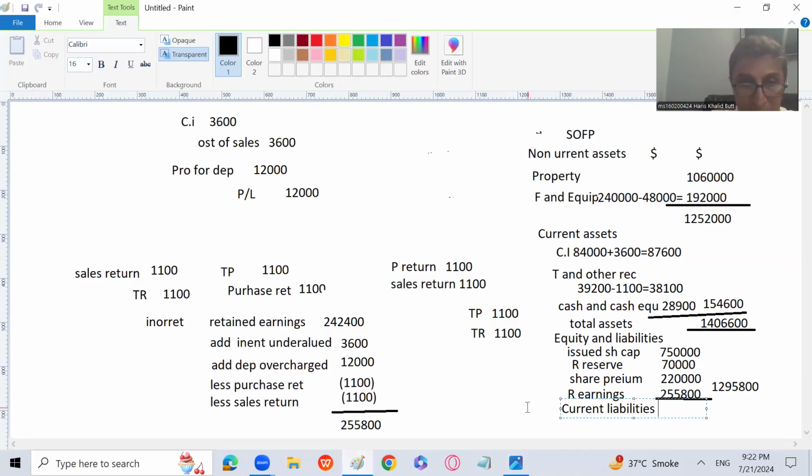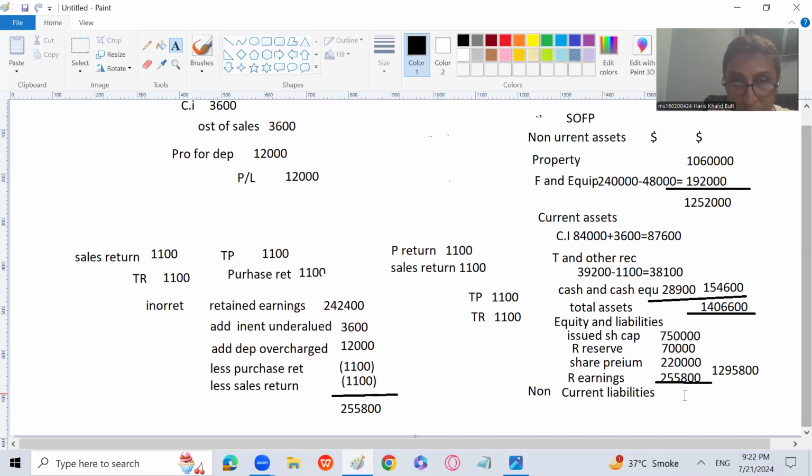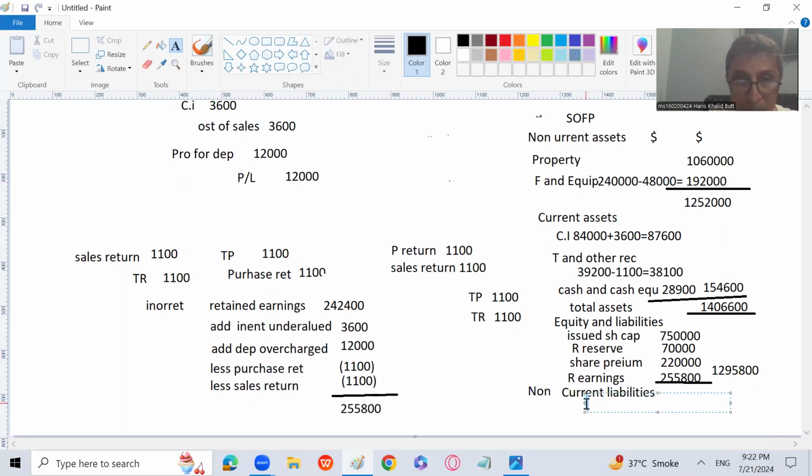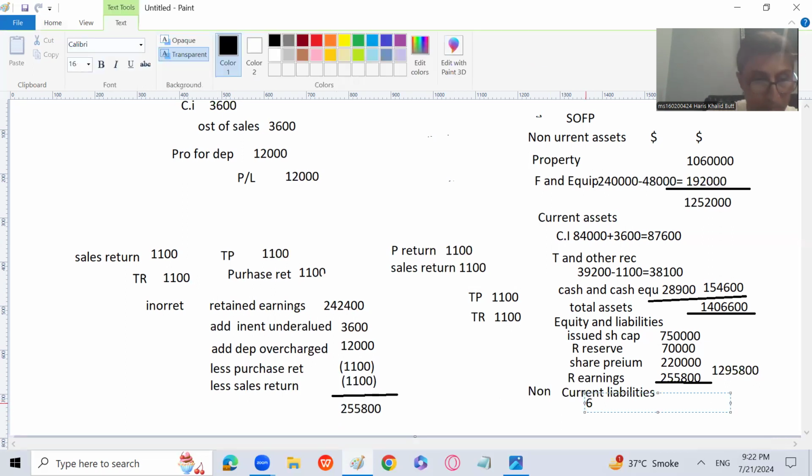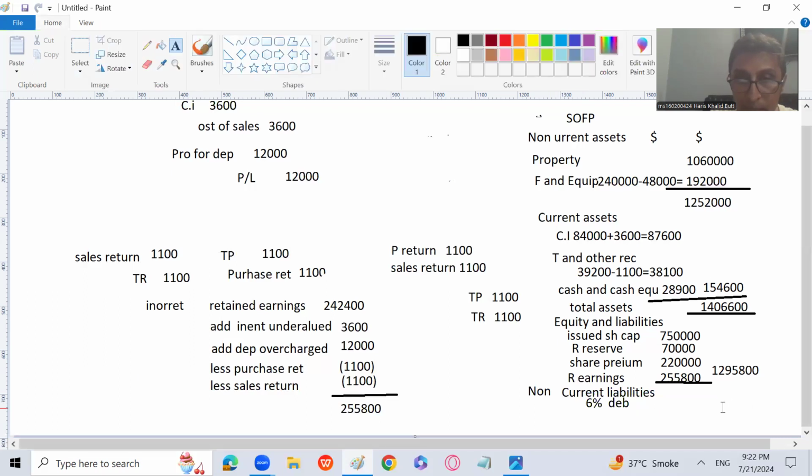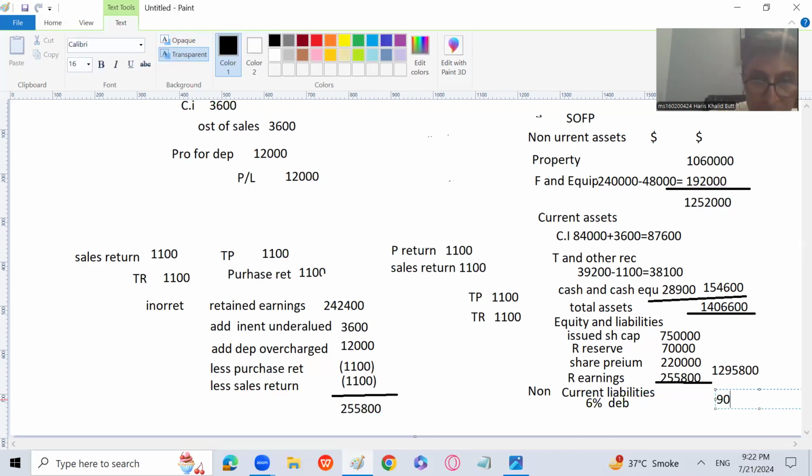Here I'm going to write the non-current. And in front of that, because the space is a little short, I'll write 6% debenture. So 6% debenture is going to be the non-current liability. And the amount is going to be 90,000, which I'll write in front over here. Then I'm going to write the current liabilities.